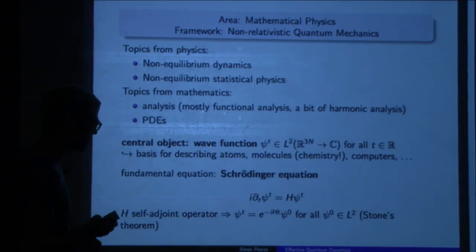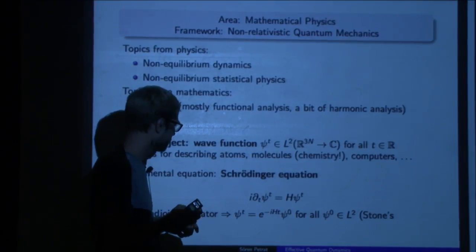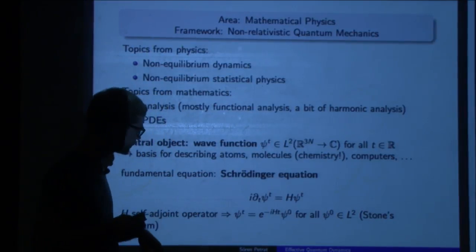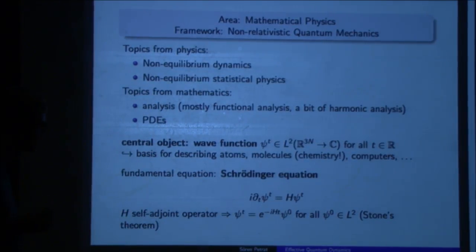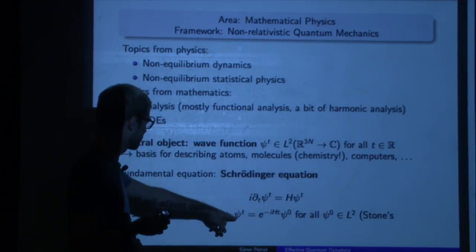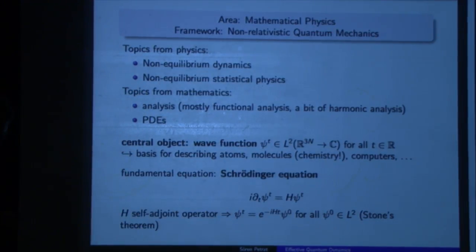So if we have some initial, so okay, the self-adjoint operator is the generator of a unitary group by Stone's theorem, e to the minus iHt. So if you have any initial condition, psi zero, that is square integrable, you can calculate the wave function at some later time t.